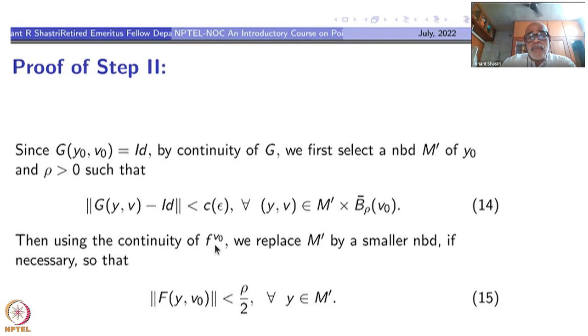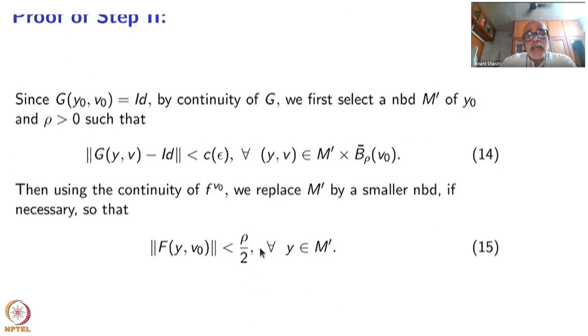Now, use the continuity of F in Y at V naught. We can replace M prime by a smaller neighborhood if necessary, so that norm of F of Y V naught is less than rho by 2 for every Y inside M prime. So there is a choice of M prime at the second stage. The first stage is some M prime that is replaced by a smaller M prime. This M prime will depend upon the rho. The rho is chosen in the first instance, then I am choosing M prime smaller than that. So the choice of M prime will depend upon the rho. Make it less than rho by 2. See here, if I had kept original T, then I had to write a norm of T inverse here. So this becomes easier because I just get rho by 2.